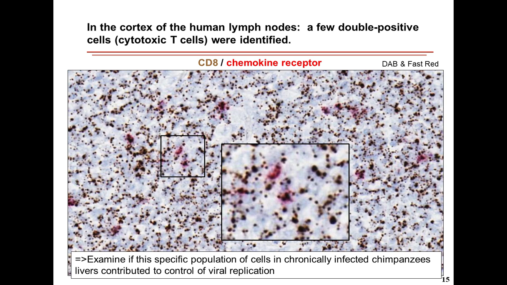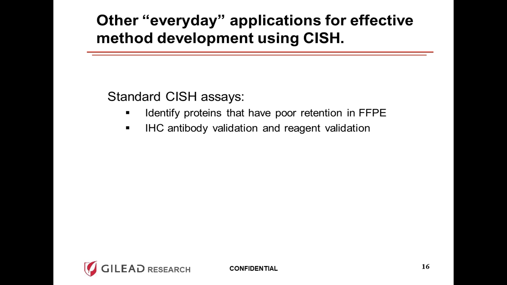We were able to identify a few double positive cells. This subset of cytotoxic T cells was identified. In the dark brown are the CD8 positive T cells, and where you see red is a dual expression of CD8 and the chemokine receptor. So we were able to examine if this specific population of cells was affecting chronically infected chimpanzees with HBV. And so we were able to apply this onto the chimp tissues.